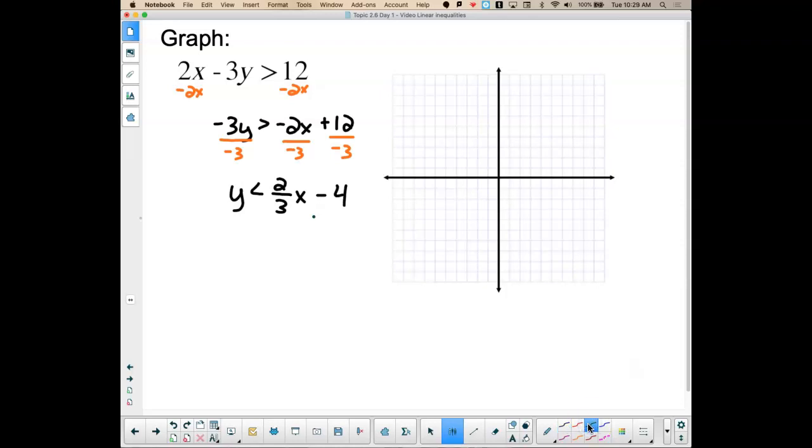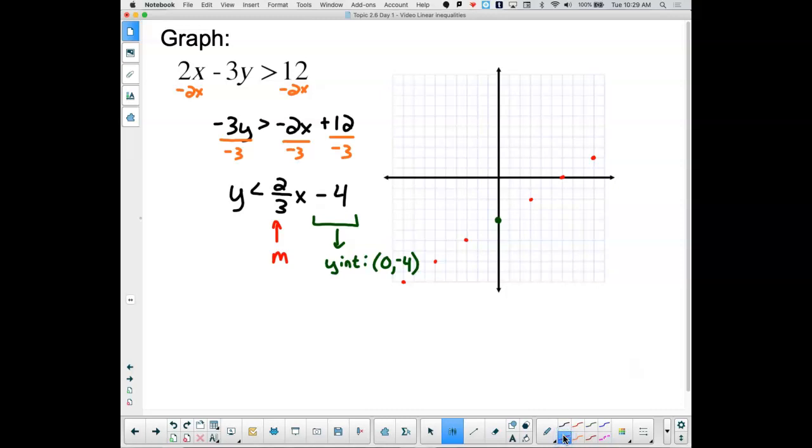So this now tells me that my y-intercept is (0, -4). This now tells me that I have a slope of 2/3. So I'm going to go up 2 and right 3, up 2 and right 3, up 2 and right 3, or down 2 and left 3, down 2 and left 3, down 2 and left 3.